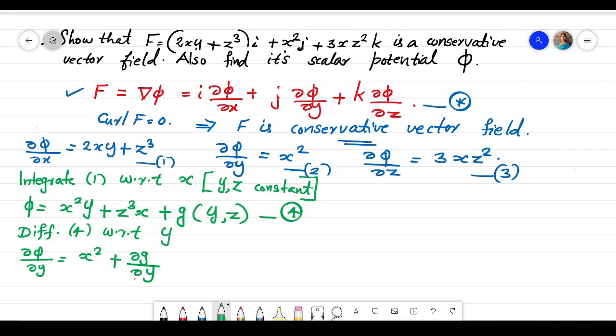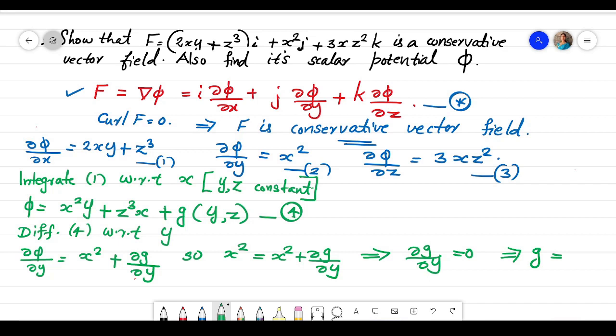Now already we have in equation number 2 dou phi by dou y is x square. Now you can equate equation number 2 with this dou phi by dou y. So we have x square is equal to x square plus dou g by dou y. So from this step we will have dou g by dou y equal to 0. That means, what is our g? That means g is a constant.